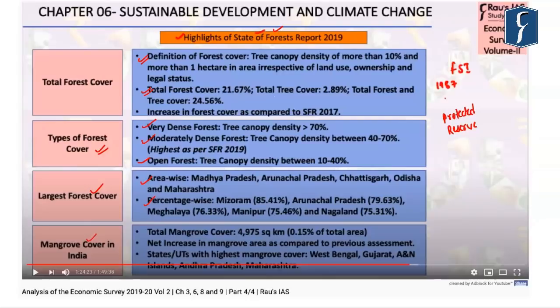Now, this particular aspect about the State of Forest Report becomes quite important because in the earlier prelims examinations, questions have been asked with respect to the states that have the largest forest cover as well as the states and the union territories having the mangrove cover. Now, all of these aspects related to the State of Forest Report 2019 have been covered by us in part 4 of our Economic Survey video 2019-20, which is available on YouTube. So I would suggest you go through this video in order to have an understanding about the State of Forest Report 2019, which is quite important for your upcoming prelims examination.